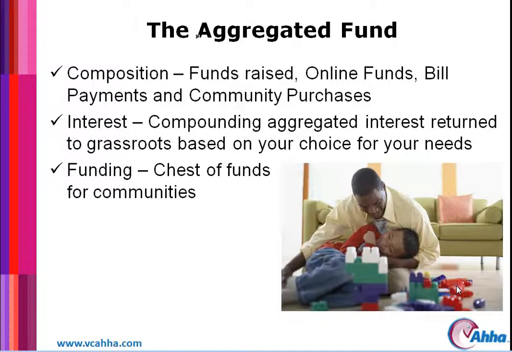This is the big important point. The money in the aggregated fund, the interest earned, is not going to us as a company. It's going to you as individuals, as organizations, and as groups. It's going back to your communities. So as the gentleman over here said, you have a choice. You can keep paying to fund corporates, or you can have the Ahha and fund yourselves in your communities.